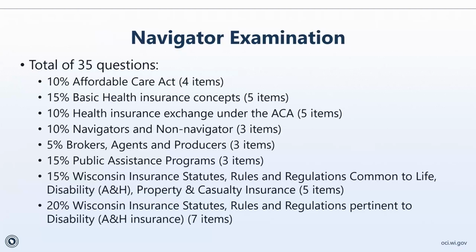Here is a breakdown of the Navigator exam. This slide provides you with a line-by-line comparison of what sections the questions for the exam derive from. These are the areas of content that you'll need to focus on. There will not be questions on the exam, for example, like the history of health insurance, as they are not relevant. OCI expects all individuals who are guiding and assisting Wisconsin consumers on complex matters of health insurance to understand this material and provide the best support possible to those they are helping, as that is what they expect from you. The exam content outline can be found on our website under the Agent Exam Requirements page.